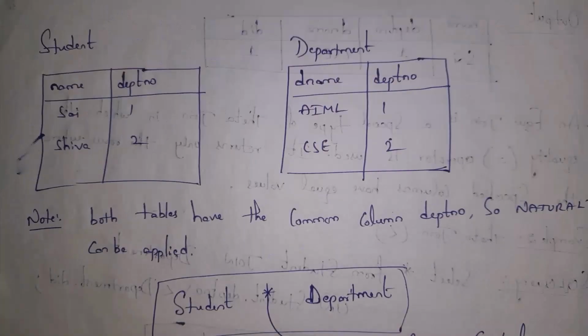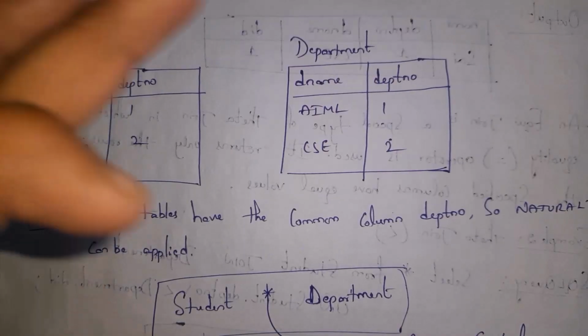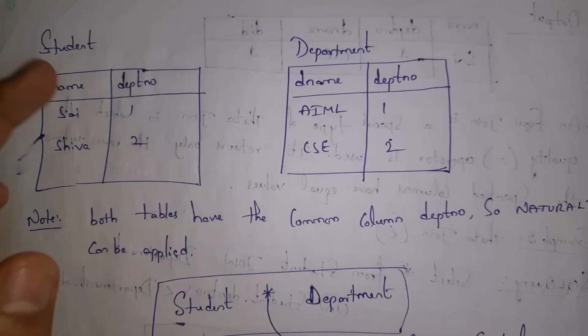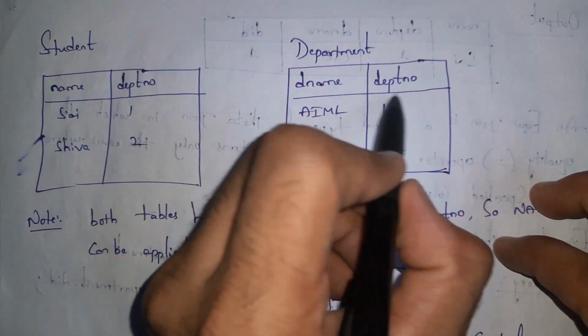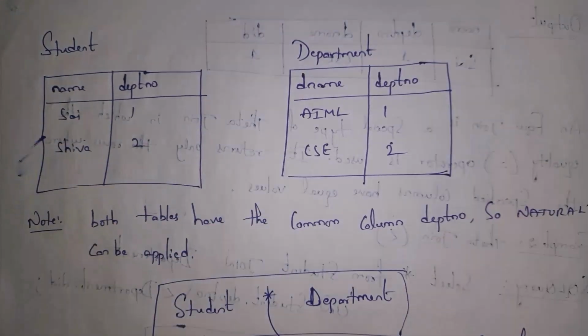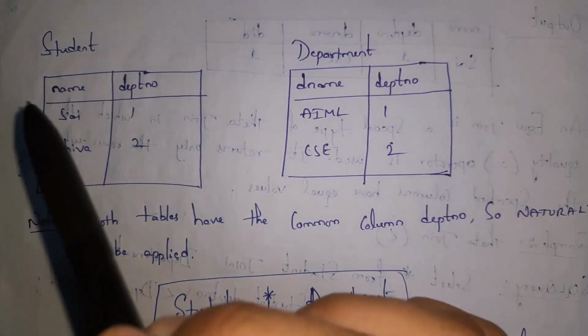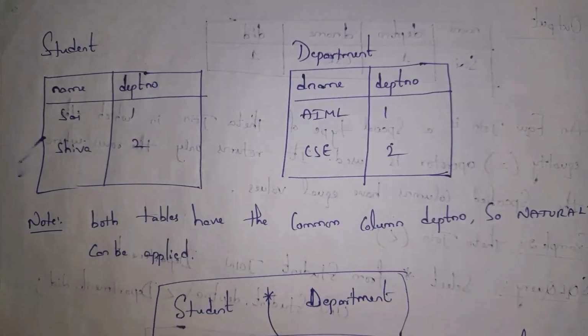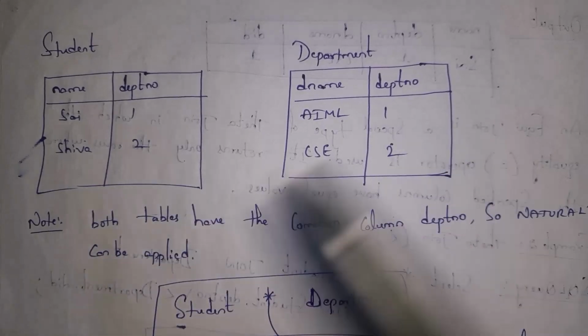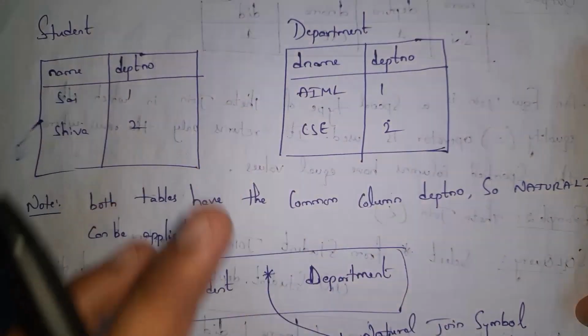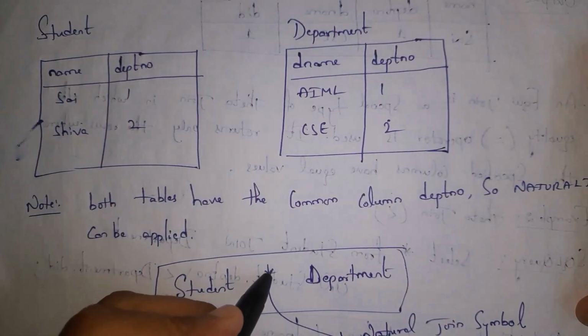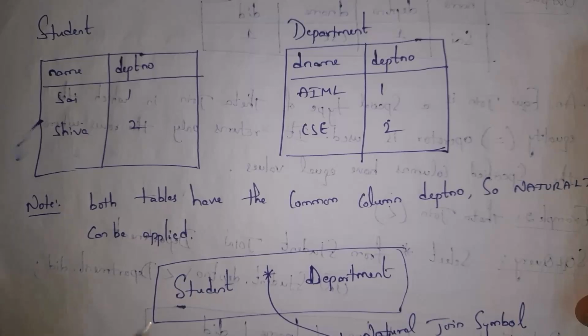I'll give an example. There is a student table and there is a department table. The student table contains a name column and a department number column. Here there is a department number column, and here also there is a department number column, and both data types are the same, that is int. So if you want to apply natural join operation, there must be the same column names and the same data types. As the condition is satisfied, now we can perform natural join operation on these two tables. So both tables have a common column, that is department number, with the same data type. So natural join operation can be applied, and by using the star symbol we can represent natural join. So student star department is nothing but student natural join department.